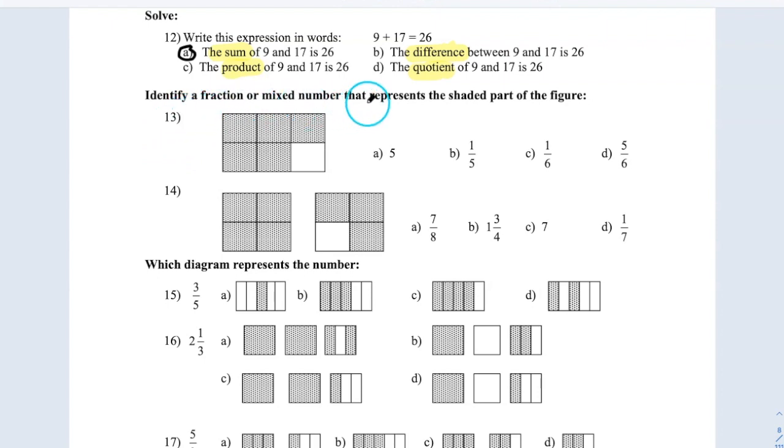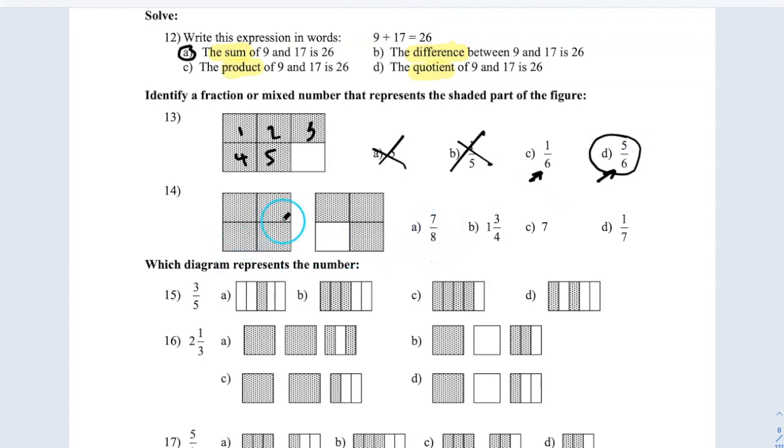Identify a fraction or mixed number that represents the shaded part of the figure. Alright, so fractions. Let's start with fractions. This figure, how many pieces do I have? 1, 2, 3, 4, 5, and 6. In total, there are 6 pieces, so my denominator has to be 6, not 5. This is a whole number. Out of those 6 pieces, I'm taking 1, 2, 3, 4, 5. I'm taking 5 out of 6.